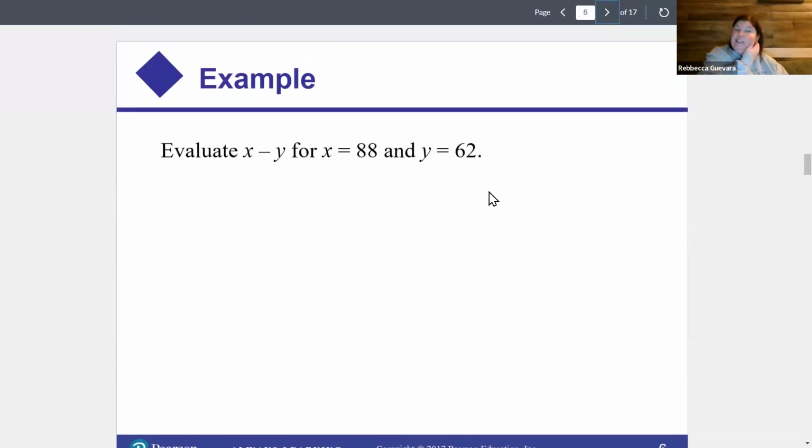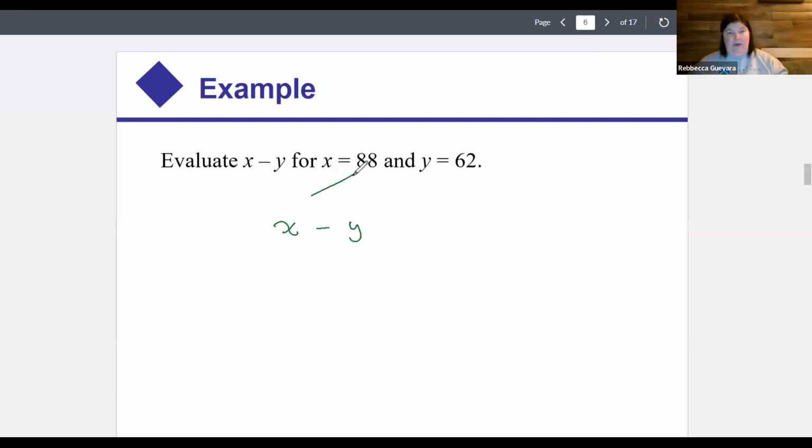Okay. So for an example, if I have x minus y, or I say I want to evaluate x minus y for x equal to 88 and y equal to 62. That's going to, 88 is going to replace that x, 62 is going to replace that y. So this is just 88 minus 62. And now by order of operations, this is just going to simplify to 26. So this is what we mean when we're talking about evaluating expressions.